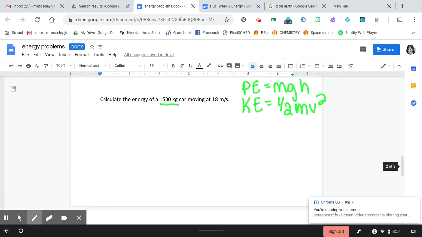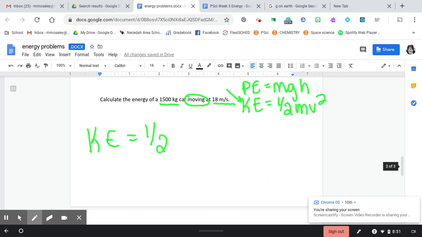1,500 kilograms, that is telling me mass. 18 meters per second is telling me velocity. And if I'm thinking about, is this potential energy or kinetic energy, since the car is moving, that's my keyword that tells me we're going to be looking at kinetic energy. So I'm going to plug in the numbers I know, where they would go in the formula.